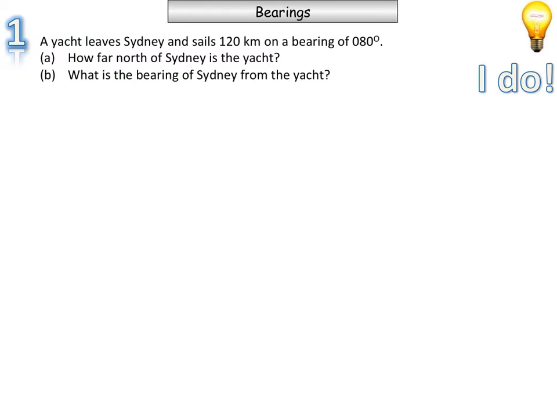Here's a worded question. A yacht leaves Sydney and sails 120 kilometres on a bearing of 80 degrees. We've got two parts: how far north of Sydney is the yacht, and what is the bearing of Sydney from the yacht? A diagram will be a very handy thing to have. Sometimes you'll have to draw your own diagram, sometimes the diagram will be given to you. Knowing a basic direction, 90 degrees is going straight east, so 80 degrees is just before going directly east.